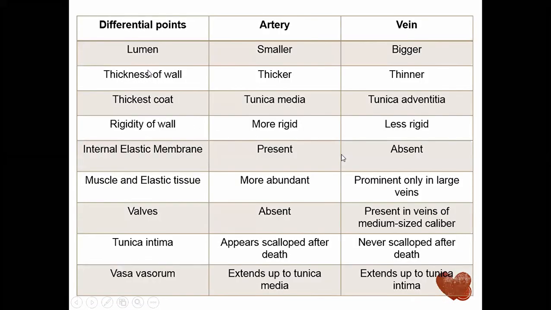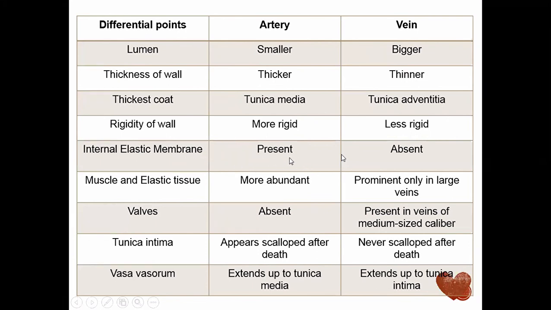Okay, so you have to summarize the differential points of your artery and vein. The lumen: smaller in the artery, bigger in the vein. Thickness of the wall. The thickest coat is the tunica media in the artery, and in the vein it is the tunica adventitia. Internal elastic membrane is present in the artery, absent in the vein. Muscle and elastic tissue are more abundant in the artery compared to your vein.